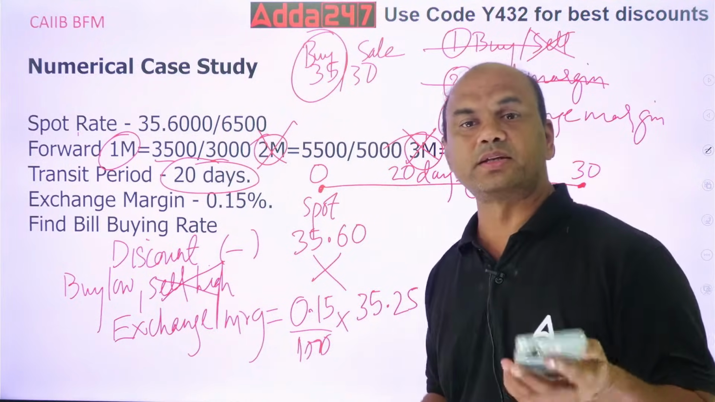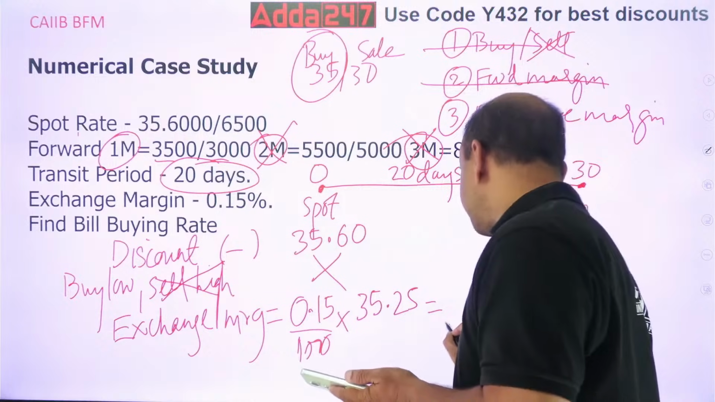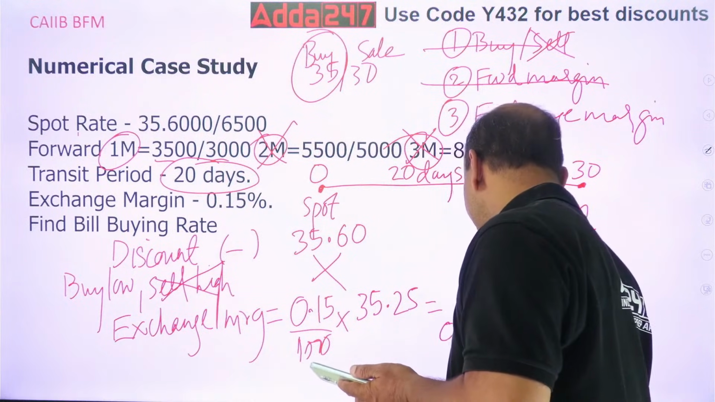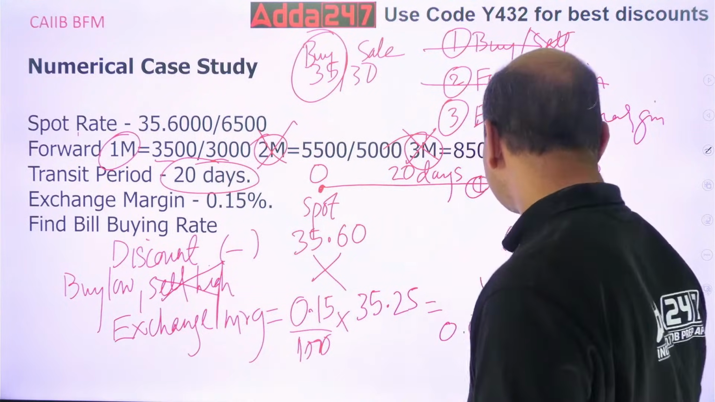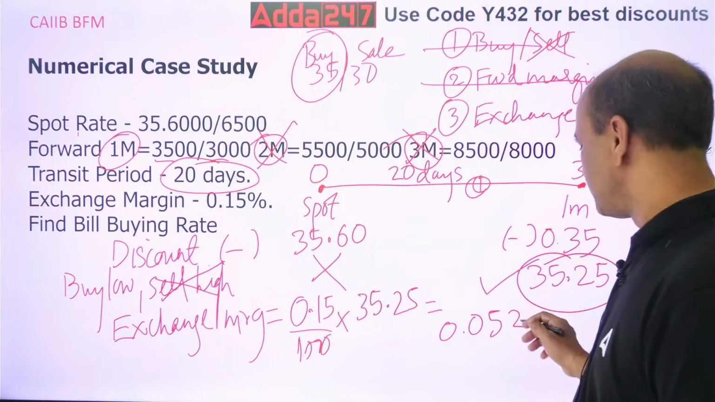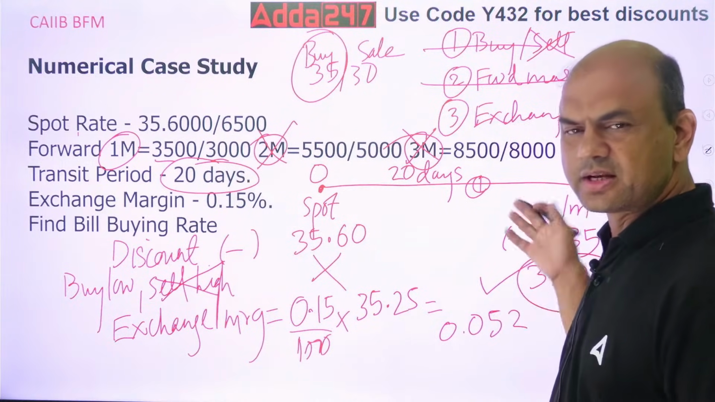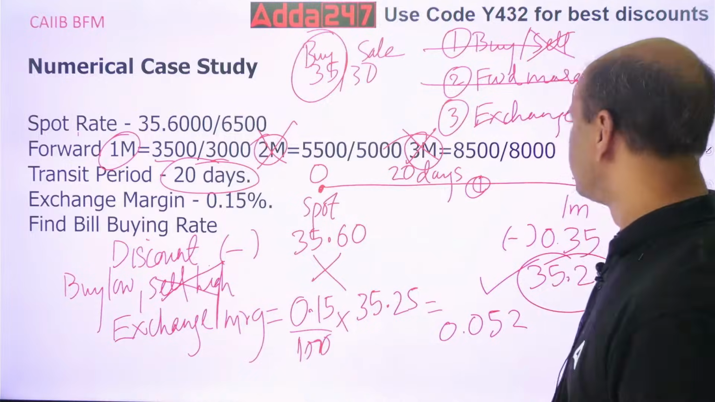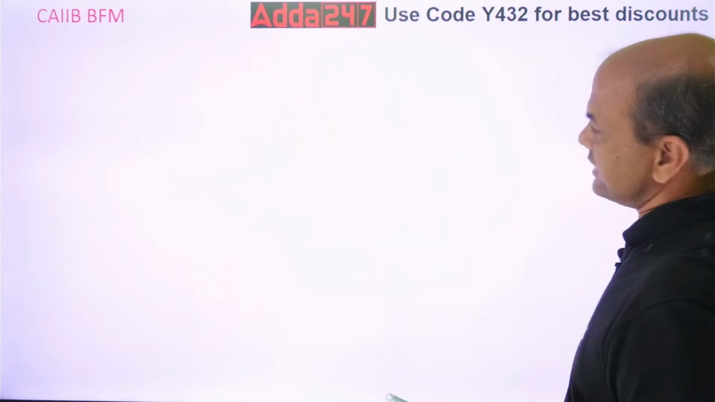Are you getting this? Everyone give me the answer. 0.052, 8 is also there. Take only 2 points. Leave that 8. So now, do we have a page? Yes, we are having the page.